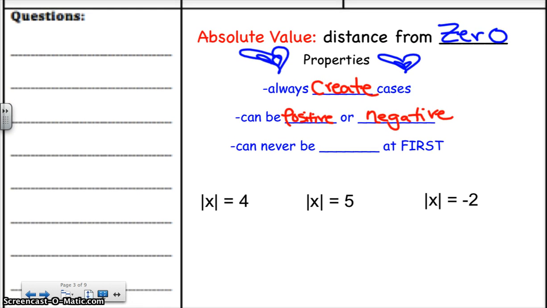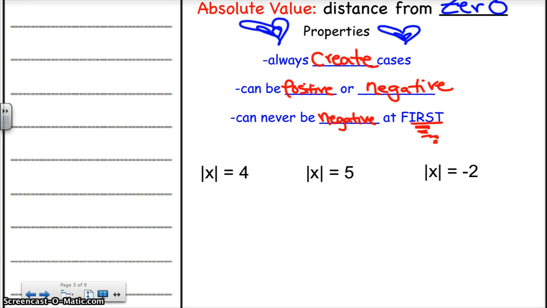Another property that is huge. It can never be negative at first. That's the key word, first. You have to make it negative in order for it to be negative.